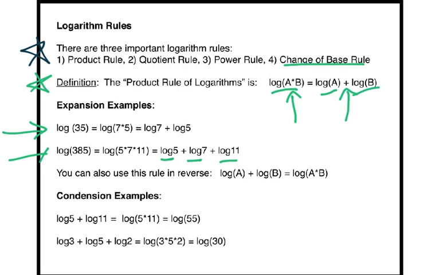You can even use this rule in reverse: log of a plus log of b is equal to the log of the product of a times b. Here are some examples. Log 5 plus log 11 is actually equal to log of 5 times 11, which is log 55. Here's another example with more addition. Log 3 plus log 5 plus log 2 is equal to log of the product 3 times 5 times 2, which is really log 30.